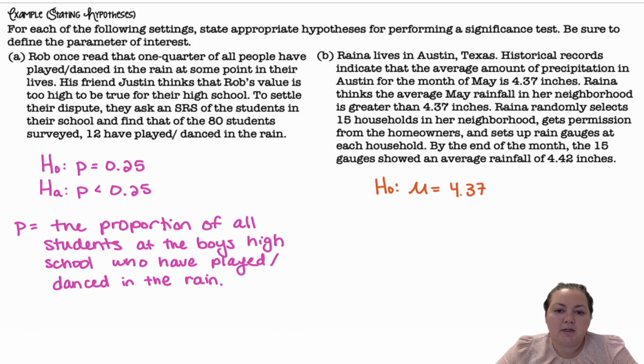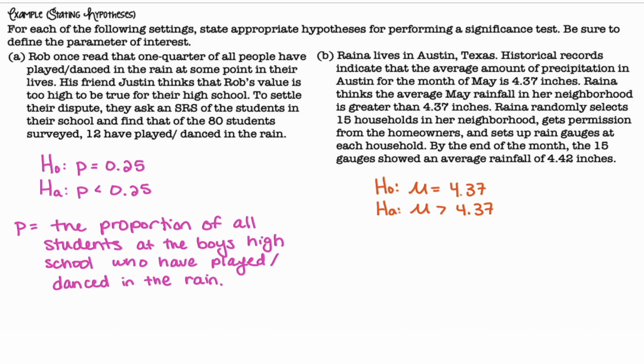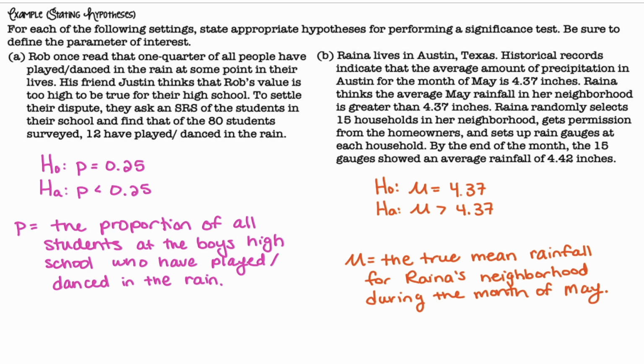So my null hypothesis would be that mu, the population mean, the average, is equal to 4.37. That's the claim that came from the records. The alternative, she believes it's more, so it's a greater than test, that mu is greater than 4.37, and we have to define mu. So mu is the true mean rainfall for Raina's neighborhood during the month of May.